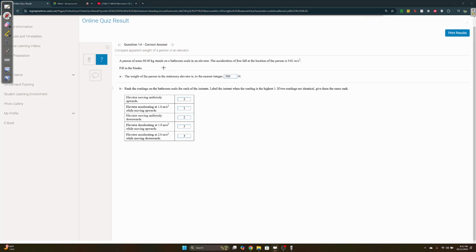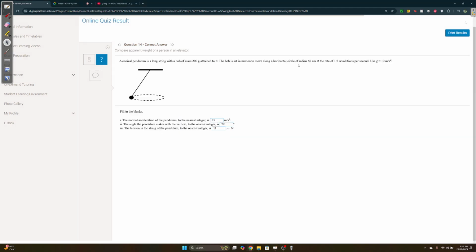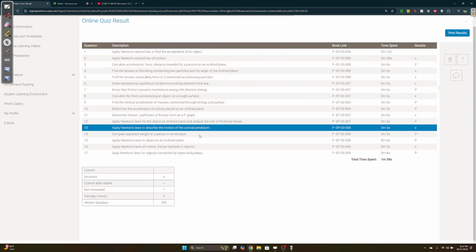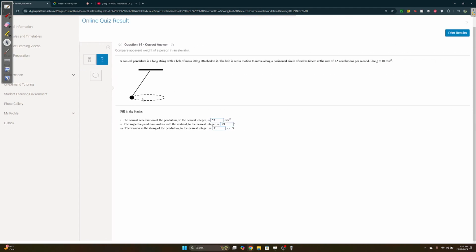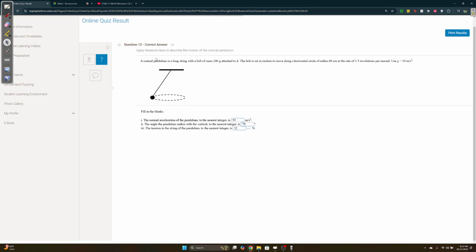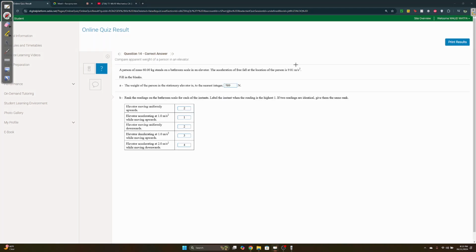A person of mass 60 kilograms stands on the bathroom scale in an elevator. Okay, so I got the question back. They gave us that g is equal to 9.81. What's the weight? W equals mg. So 60 times 9.81, and you can find it.